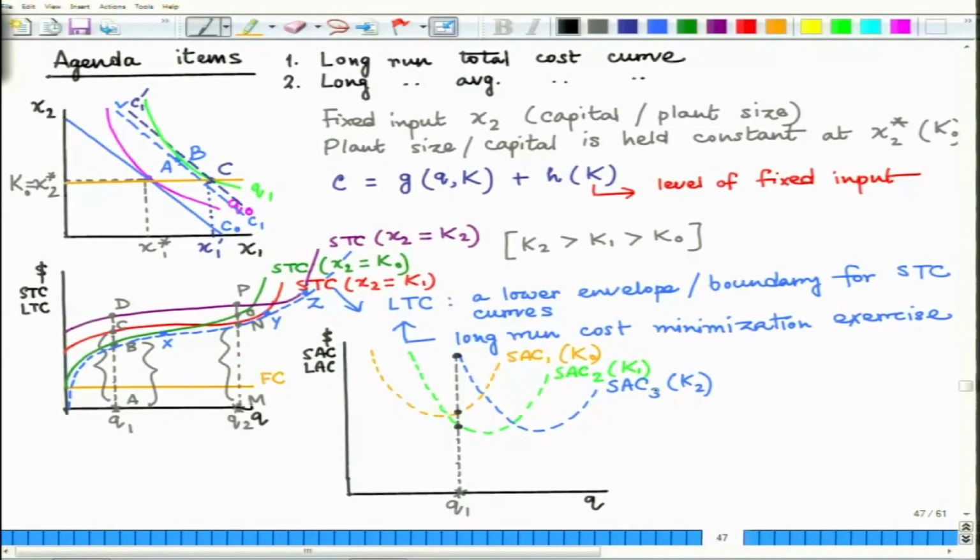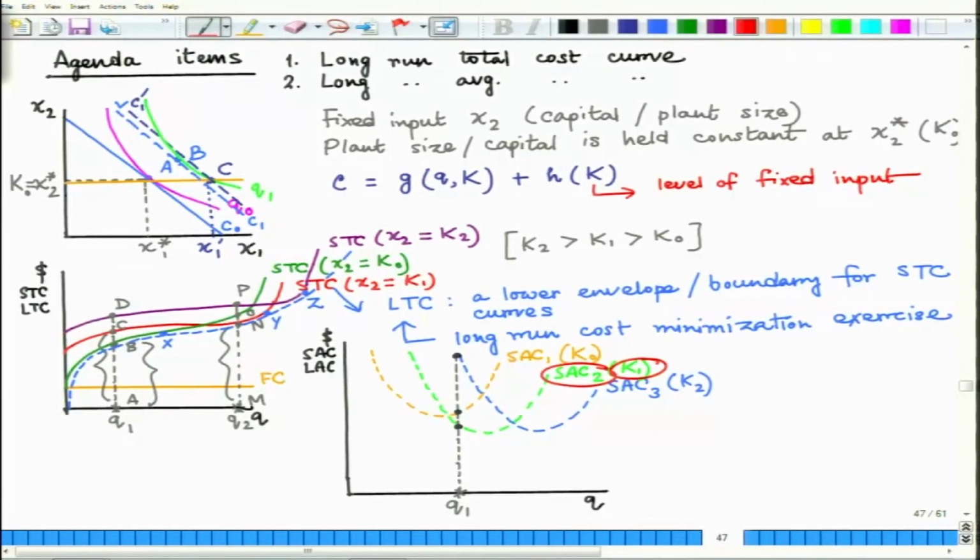Now, it is quite clear here that to produce Q1 level of output, the farm will choose SAC2. So, it will basically choose K1 level of plant size, because at that plant size level the farm can produce Q1 level of output at the least average cost or at the minimum average cost.